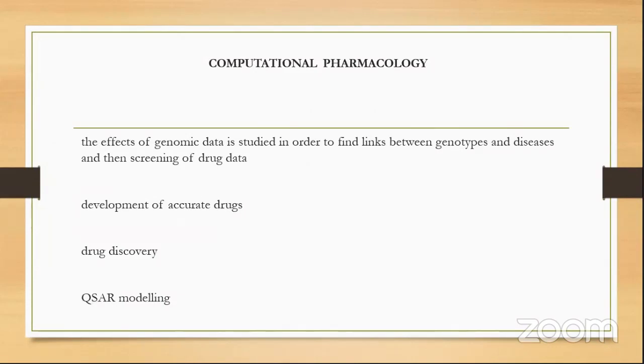Now, computational pharmacology. In this particular case, artificial intelligence plays a pivotal, very important role. How many people are aware of the term AI-based drug design? Lots of work is going on in the entire world on AI-based drug design. In this particular case, first of all, it is basically the effect of genomic data. So, you can make the modeling and the data analytics in order to find out the link between the genotypes and disease, and then you screen the drug data. Another thing is the development of accurate drugs.